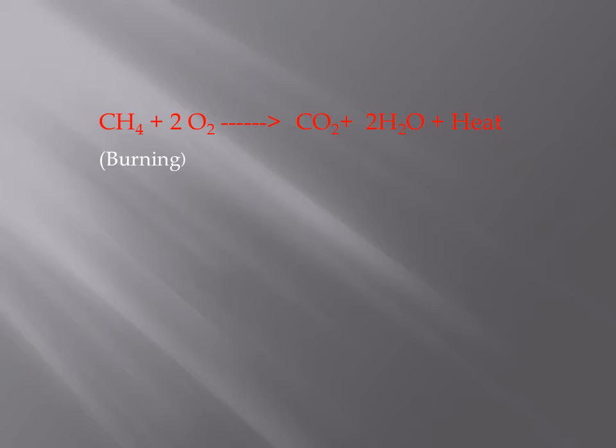Methane burns in oxygen. Methane is a hydrocarbon. A hydrocarbon is a compound which contains only carbon and hydrogen. Methane contains carbon and hydrogen. Methane is the simplest hydrocarbon. When it burns, it produces large amount of heat energy. So we can call methane a fuel. Do you know what is a fuel? A fuel is a substance which on burning produces large amount of heat energy. So we can say that burning is an exothermic reaction.